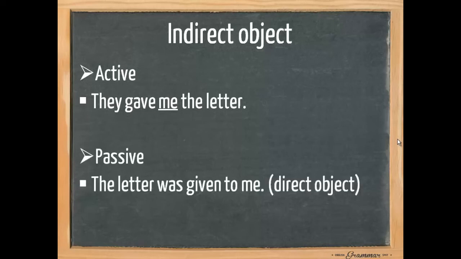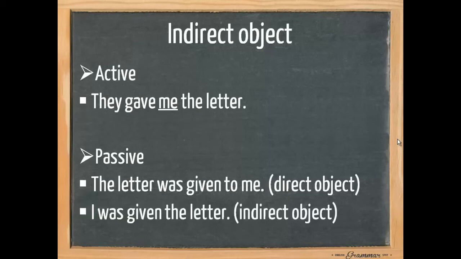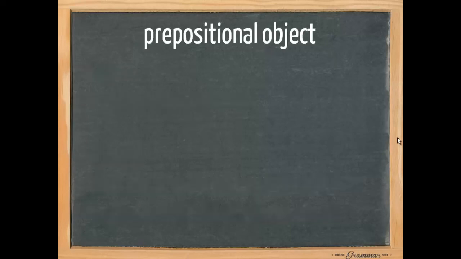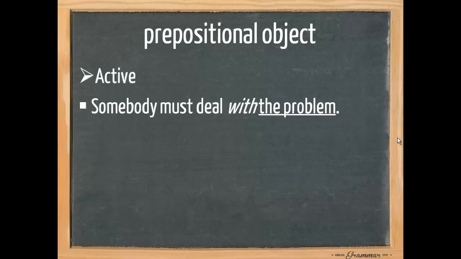For the direct object: The letter was given to me. Quite straightforward. But then, for the indirect object: I was given the letter. So please note that the me has changed into I, because you cannot say "me was given the letter." So both options here.